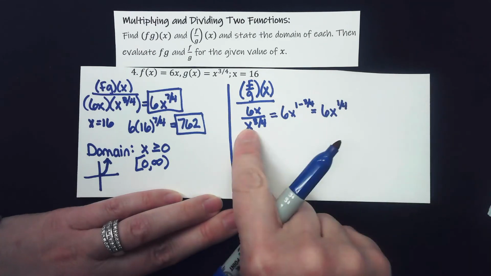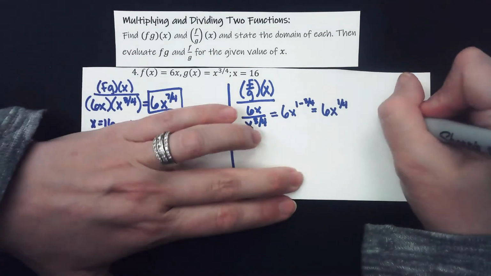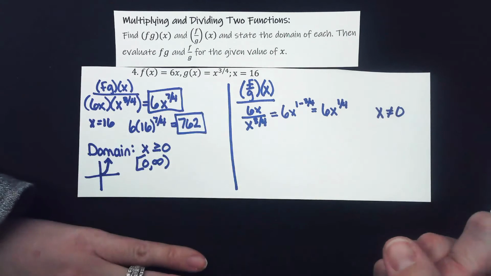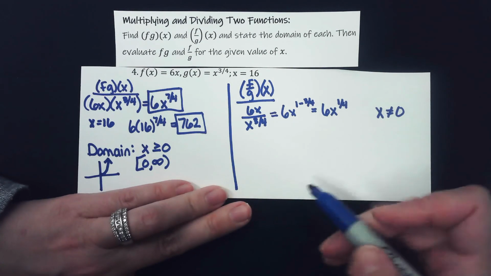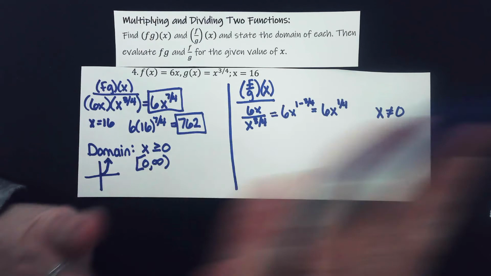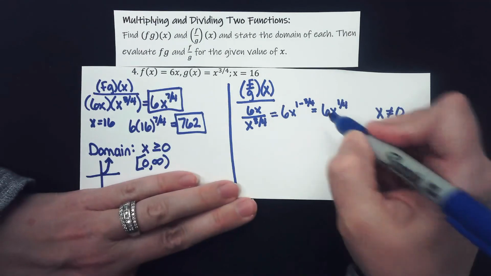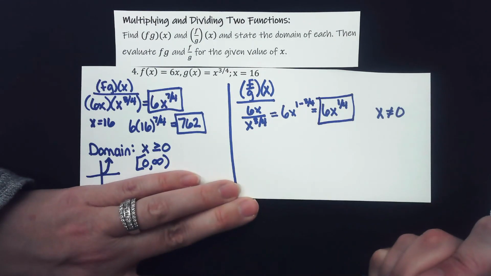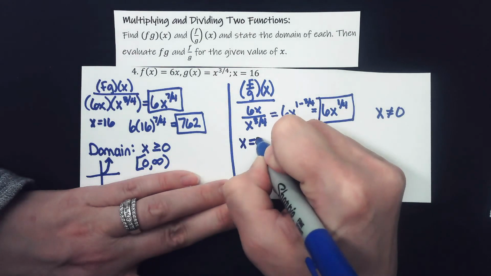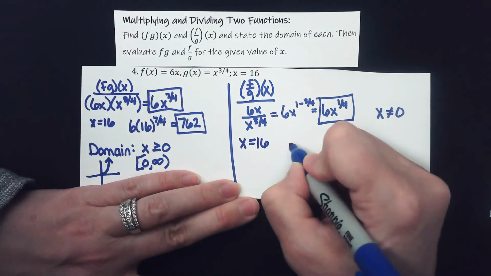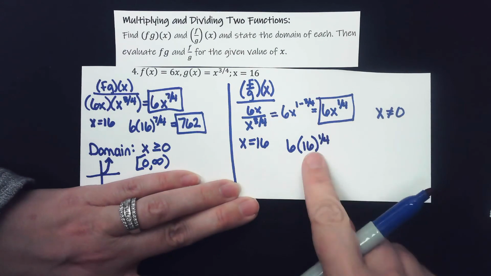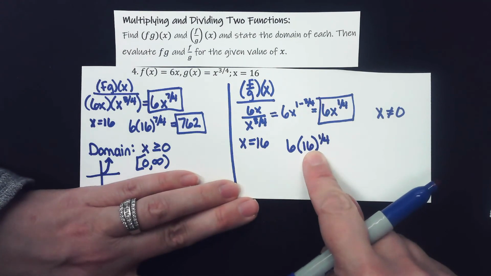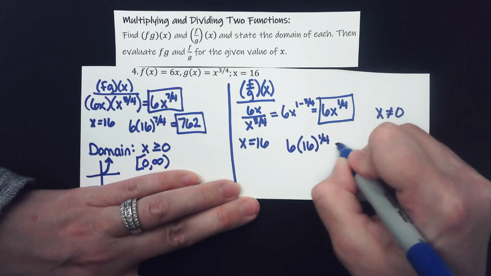Okay. Now, because of that denominator, no matter what, we know x cannot equal 0. I think I stated it with the domain in the last problem, but that goes for the whole problem. Okay, so there's our function, f divided by g of x. Now I'm going to plug in when x is 16. So I have 6 times 16 to the 1/4. So that's the 4th root of 16, which is 2, times 6 is 12.